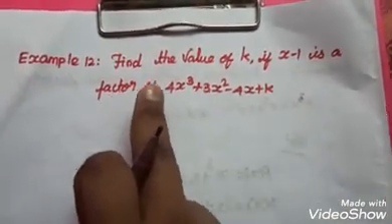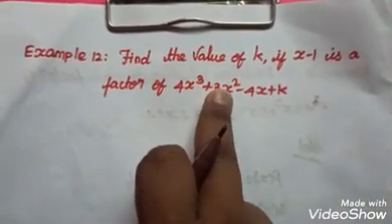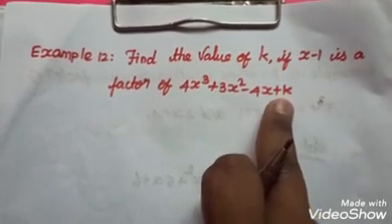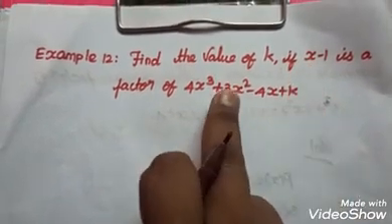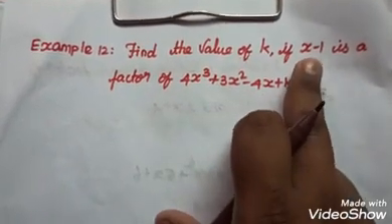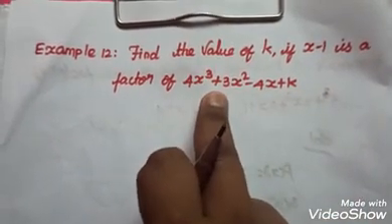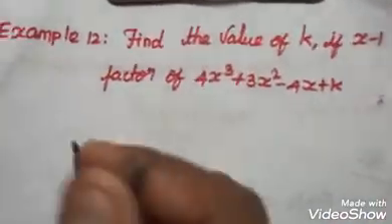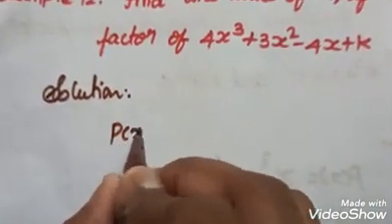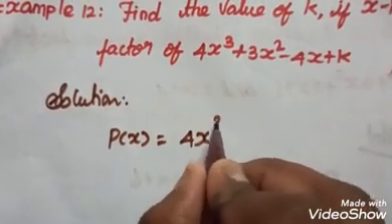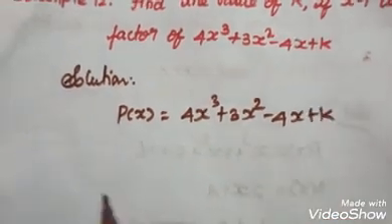In this question, find the value of k if x minus 1 is a factor of 4x cube plus 3x square minus 4x plus k. Instead of a constant, here k is there. We have to find the value of k. Already we know that if I take this expression as p of x, and x minus 1 is a factor, then p of x is equal to 0, that means p of 1 equal to 0. The solution: p of x is equal to 4x cube plus 3x square minus 4x plus k.